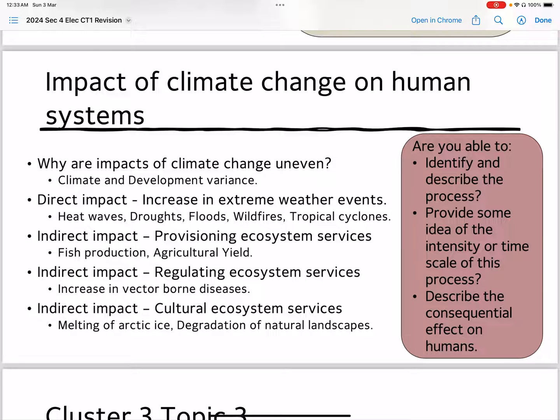Identification and description of process, very important. Idea of how bad these things are: like you talk about heat waves, is a couple of days of 29 degrees Celsius during noontime considered a heat wave in a country like Singapore? So intensity, scale of process, how long does the thing last? What are some of the consequential impacts on humans? That's very important. So that is what you will possibly need to know for topic 2.